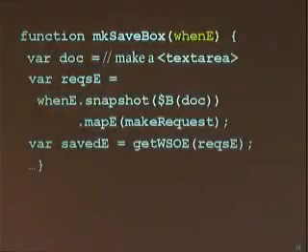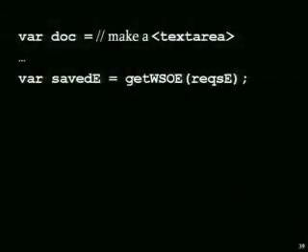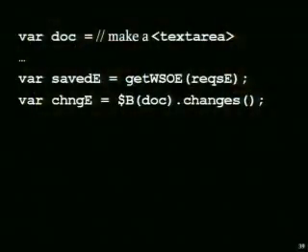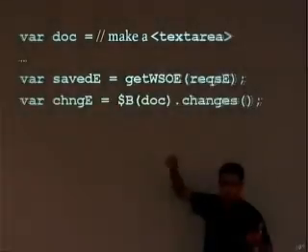So for example, I want to do styling. I want to say that depending on the state of the box, I want to change the way the box appears. I have savedE that I have right now. I also pull out all the changes, so every time this doc thing changes, I have an event stream for that.